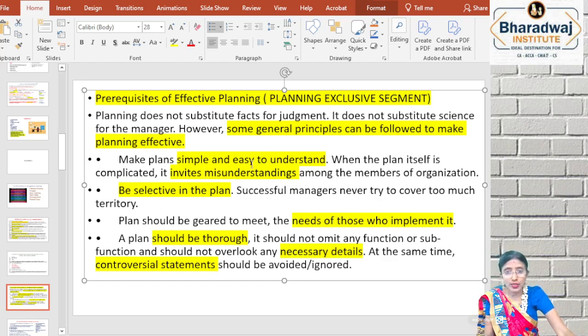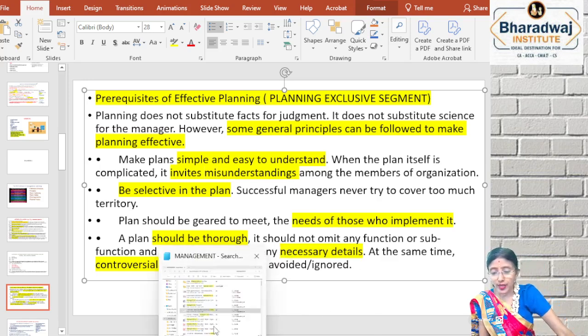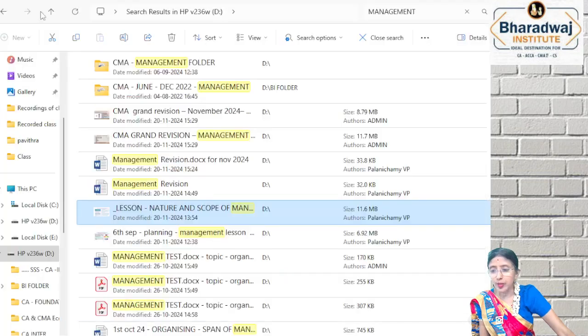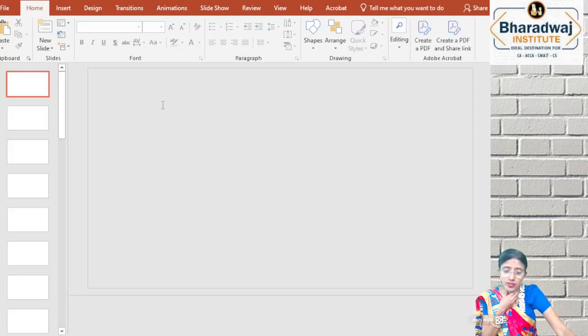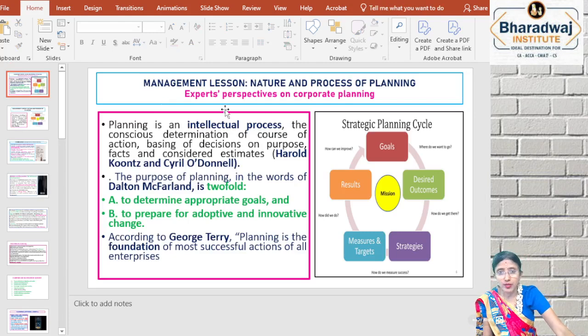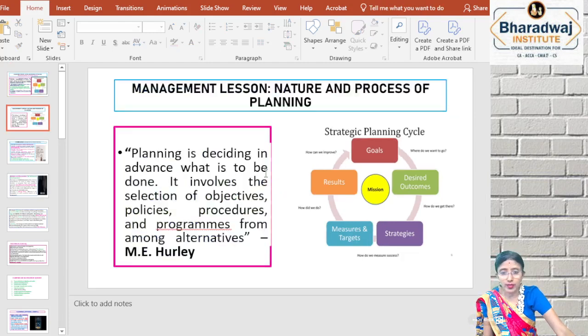So have you understood? Simple and easy to understand, selective in nature, meeting the needs of people who implement it, being very thorough, not omitting necessary details. At the same time, controversial statements are avoided. Okay, now with this glimpse, where are we going to study this chapter from? The PPT. PPT is ready for you. I will show you what we did in the class. As I showed you the PPT, do you remember this? What we did in the class very clearly? Look at this.